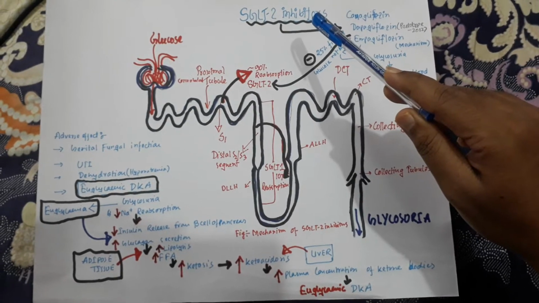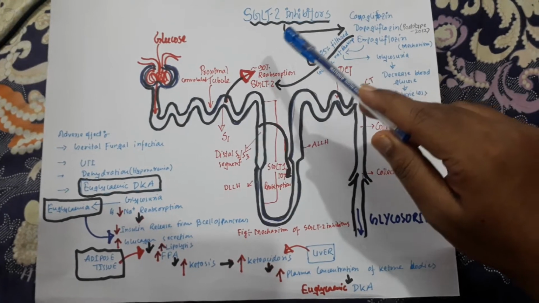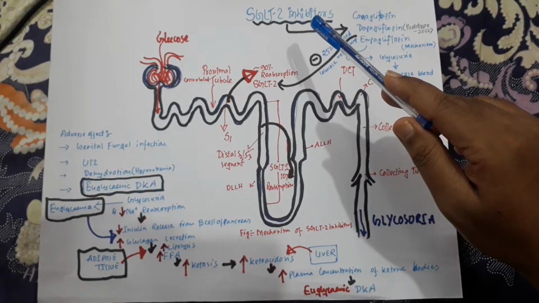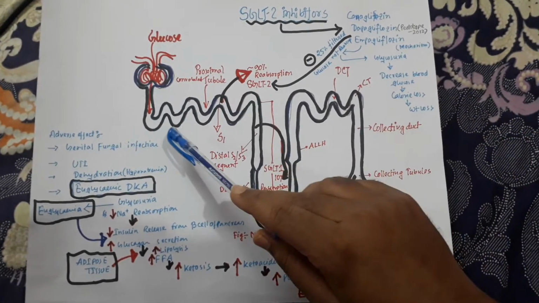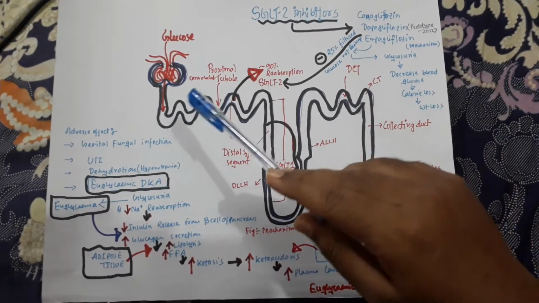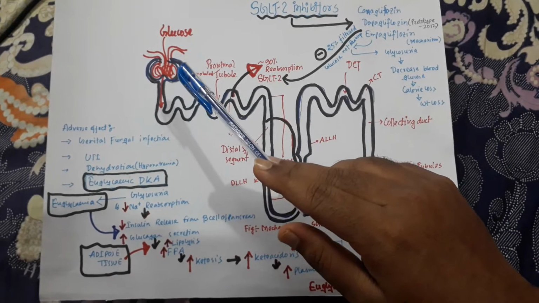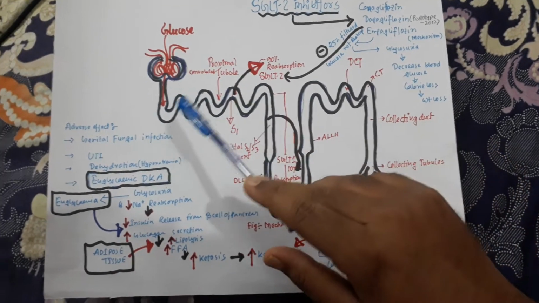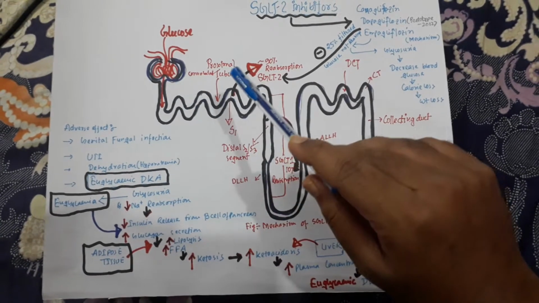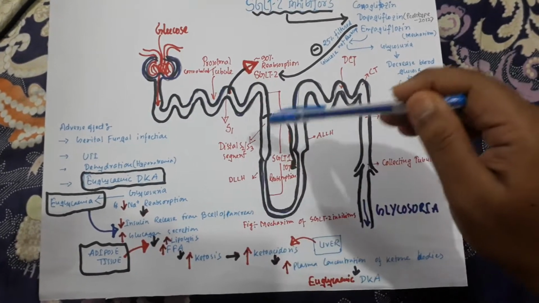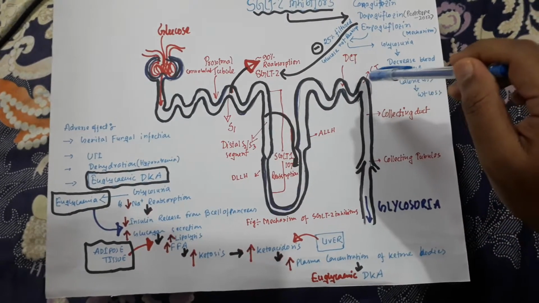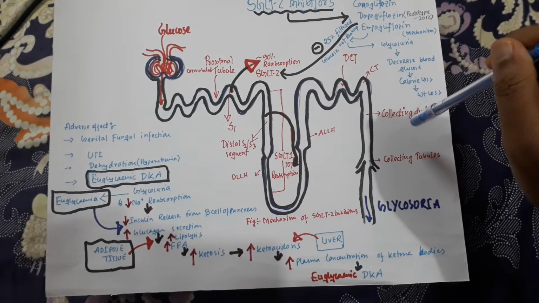Now, what is the mechanism of action of sodium glucose cotransport 2 inhibitors? How do they control our blood sugar level? This picture shows the nephron, the structural and functional unit of the kidney. It is composed of the renal corpuscle and renal tubules. The renal corpuscle consists of the glomerulus and Bowman's capsule, and the renal tubules are the proximal convoluted tubule, descending limb of loop of Henle, ascending limb of loop of Henle, distal convoluted tubule, collecting tubule and collecting duct. These are the parts of the nephron.